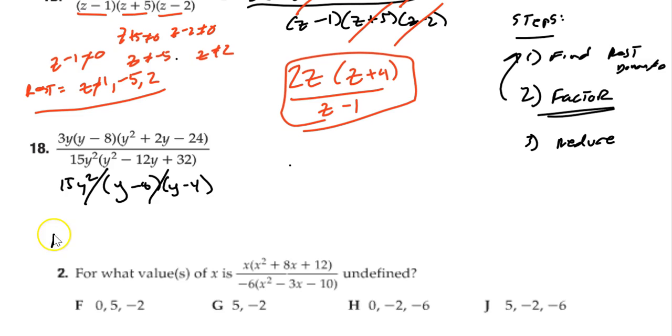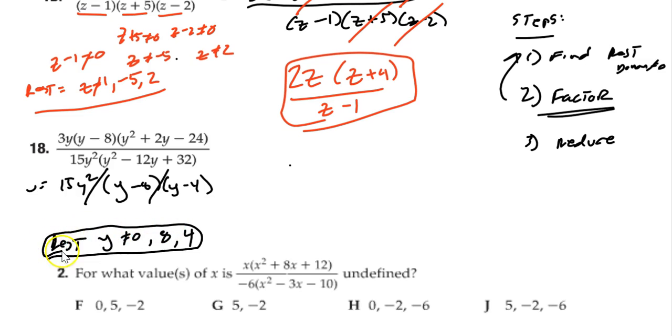Now we split it, and my restrictions are going to be, well, here's a trick: anytime there's no plus or minus, it's always a 0. So you set it equal to 0, divide by 15, square root it, and you're going to get 0. So y cannot equal 0. Solve that one, y cannot equal 8. And that one, y cannot equal 4. So those are my restrictions.